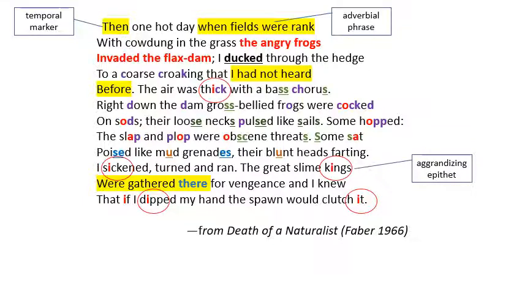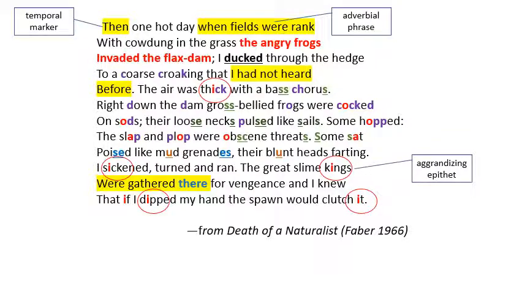Some hopped. The slap and plop were obscene threats. Even though you've got those quite innocent words like hopped and slap and plop with their onomatopoeic sounds and the short sounds and the plosives, these sounds have become something a little bit more sinister, and they are metaphorically threats.